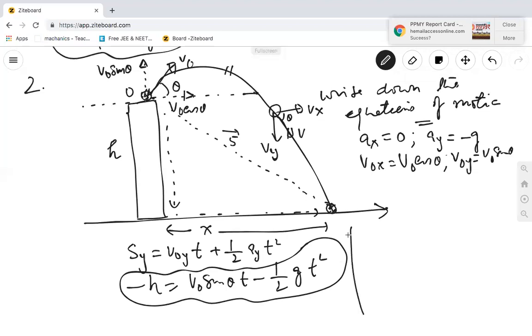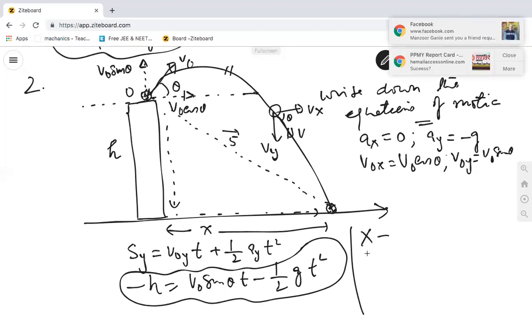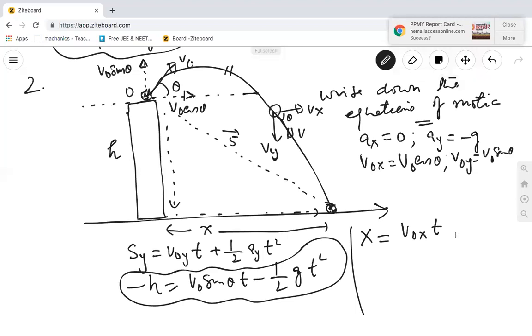Now what about x? Sx equal to v0x. x is equal to v0x into time, because there's no ax. So every time writing ax and cancelling it off and crossing it is not good. It is now x equal to v0x t, because you know there is no acceleration in this direction. So you should try to write this very quickly in a straightforward manner.